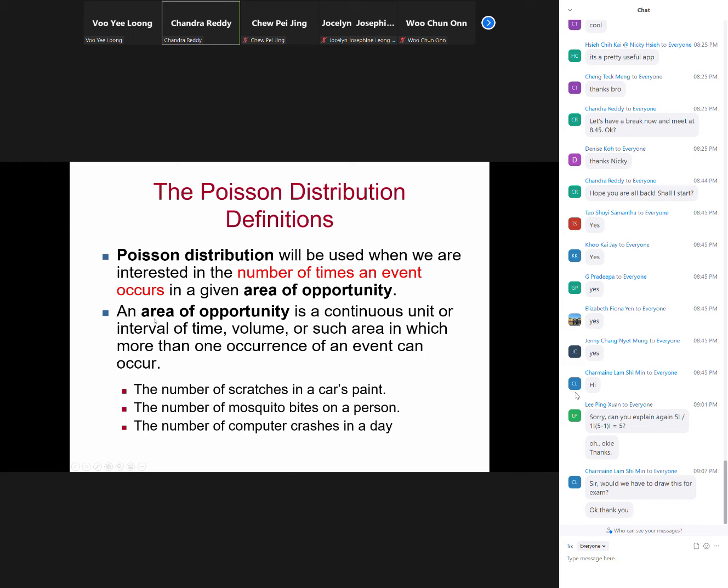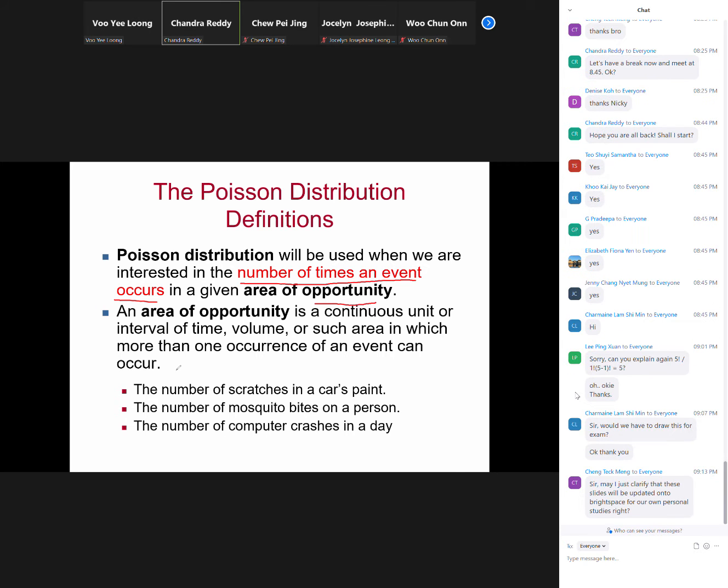Under what conditions will we apply the Poisson distribution? The Poisson distribution will be used when we are interested in the number of times an event occurs in a given area of opportunity. You can see the difference between the Poisson and binomial distributions once we look at the mathematical model of the Poisson distribution. Here the idea is we are interested in how many times an event can occur once you know the area of opportunity, once you know some information related to the event.